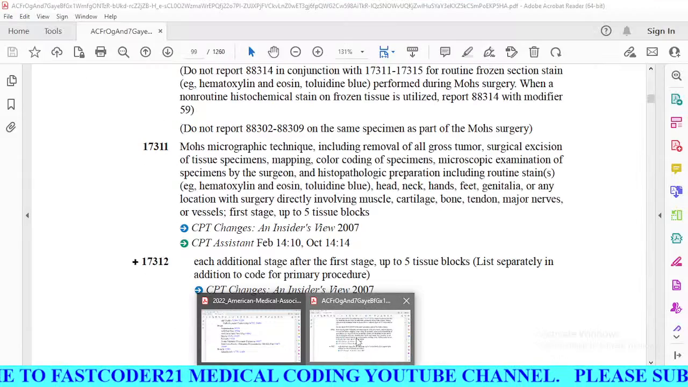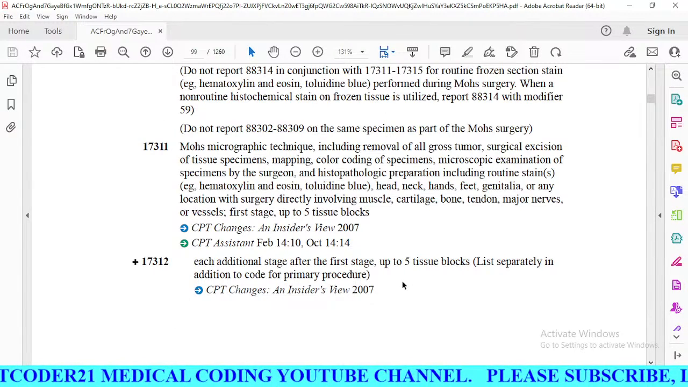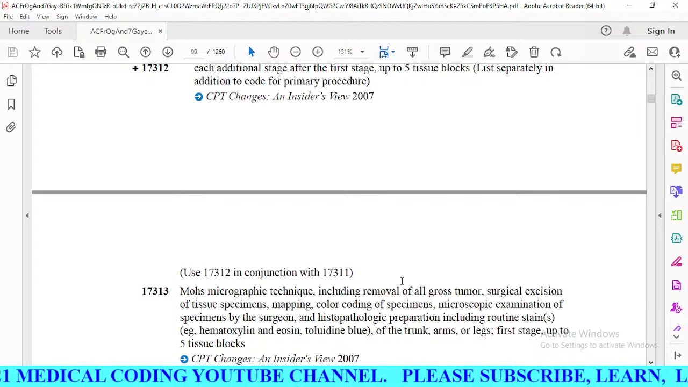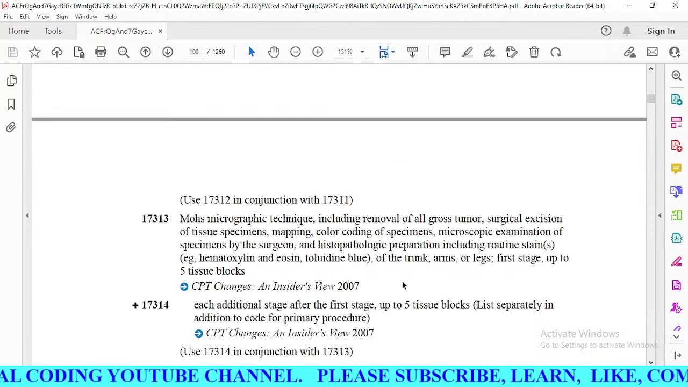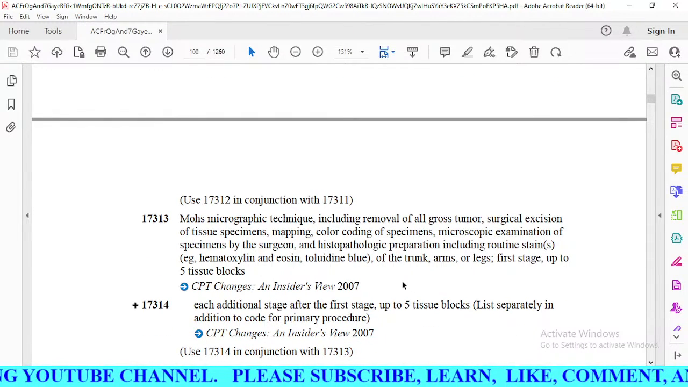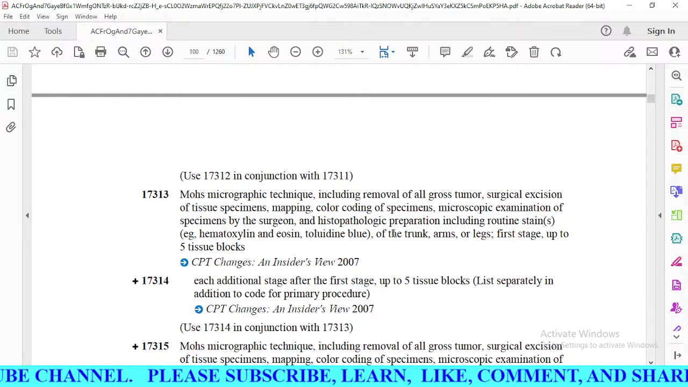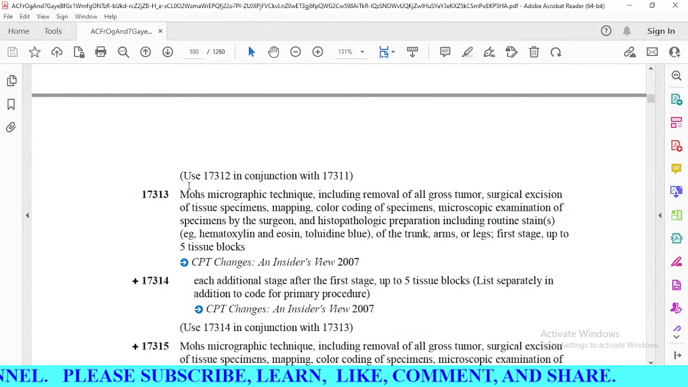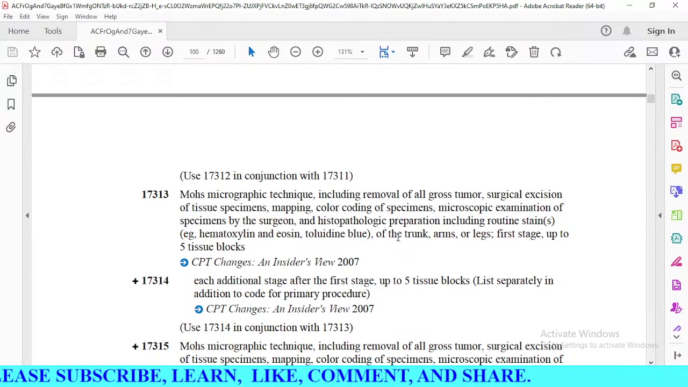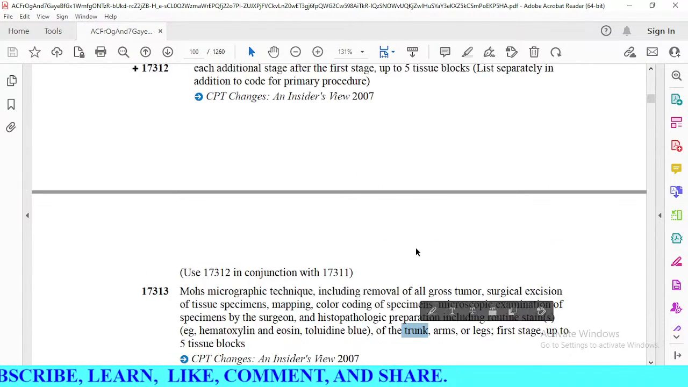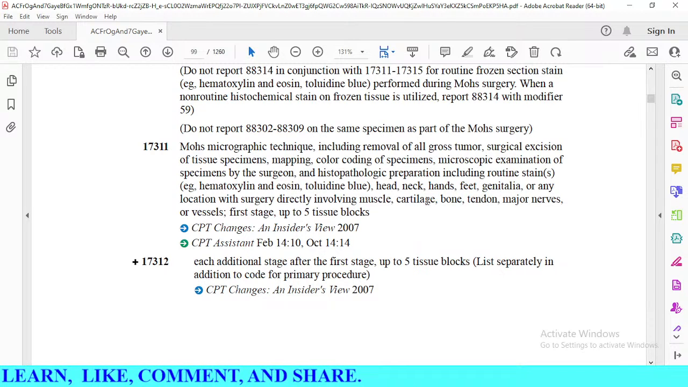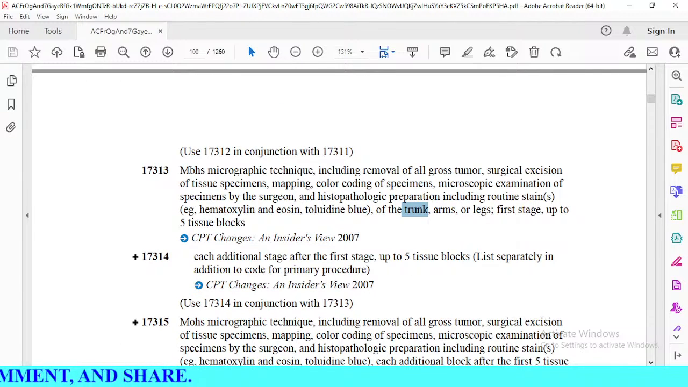So we need to check where this trunk comes. See here, if you see 17313, first we need to locate that location. So we have selected 17313 as our question contains trunk. So 17311 is wrong, because there is no trunk in the 17311 code description. 17313 has trunk in the code description. So here our first answer is 17313.